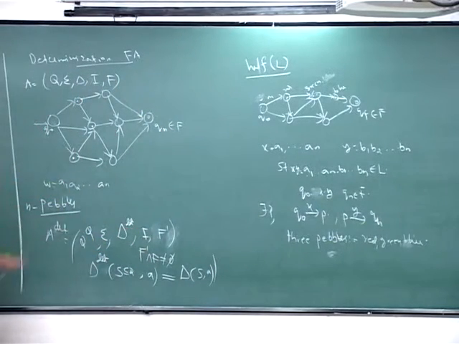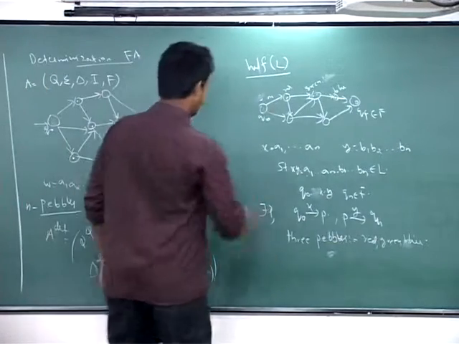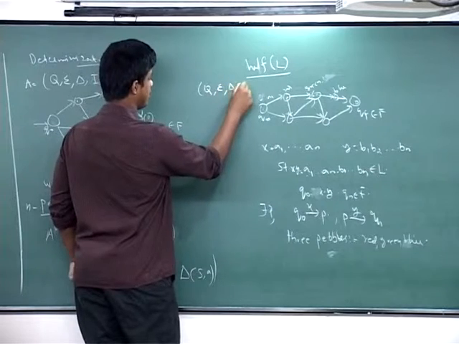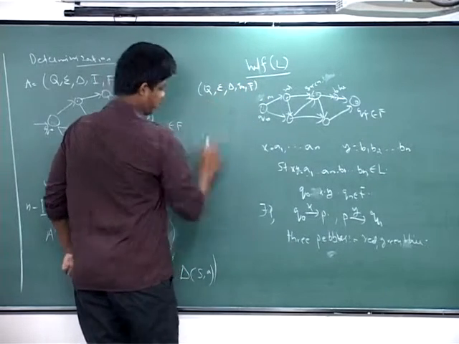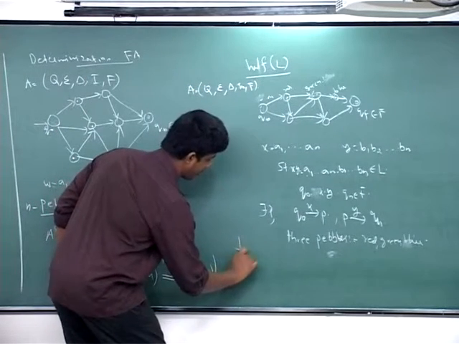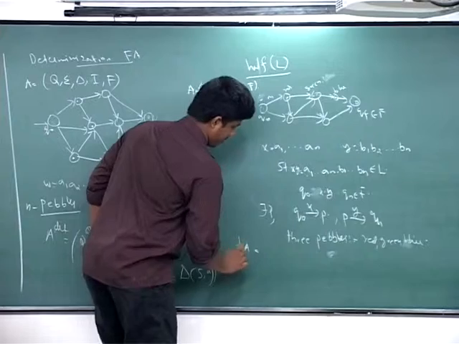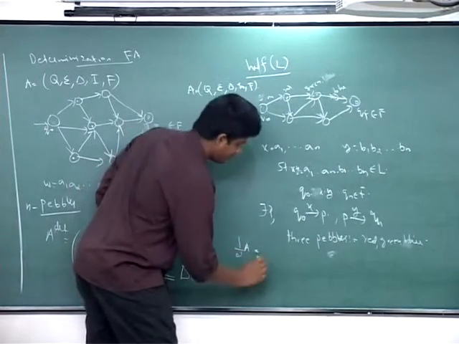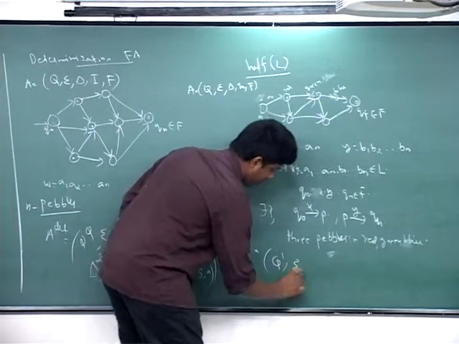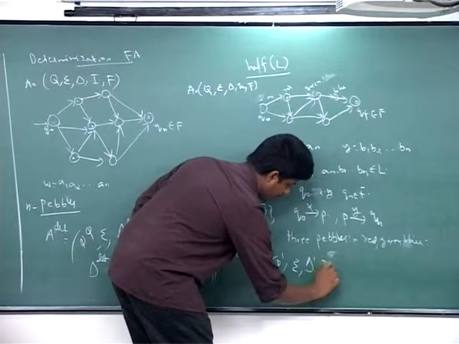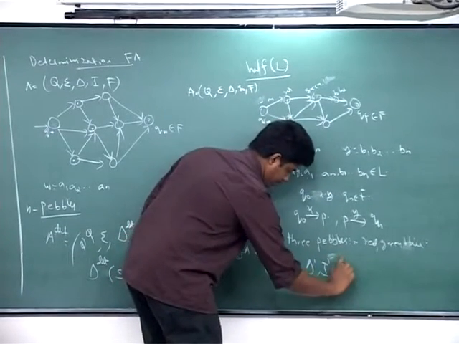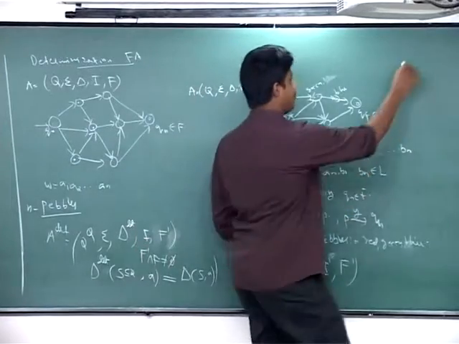Just like here. What will be the states? So this is Q, sigma, delta, Q0 and F. So what will be the automaton for half A? What will be the automaton? What will be the states Q prime, sigma, delta prime, I prime, and F prime? What will be Q prime?